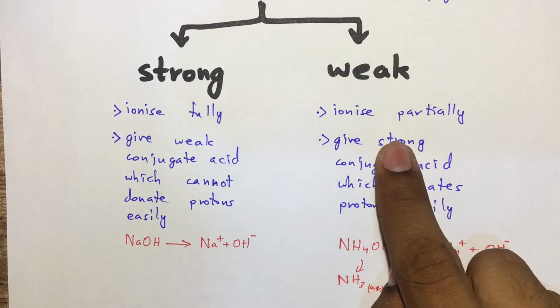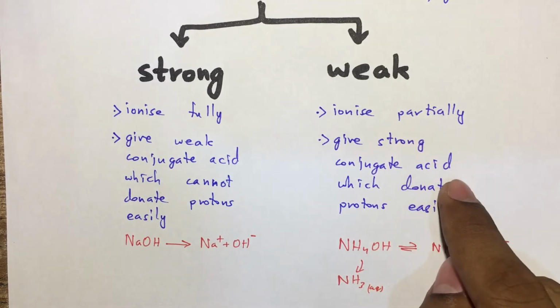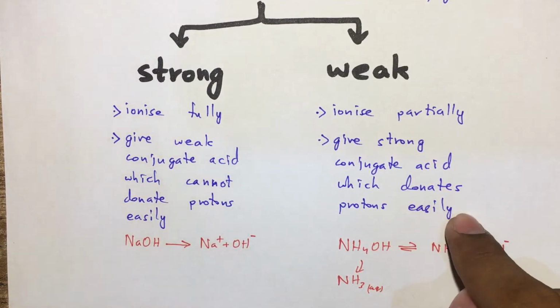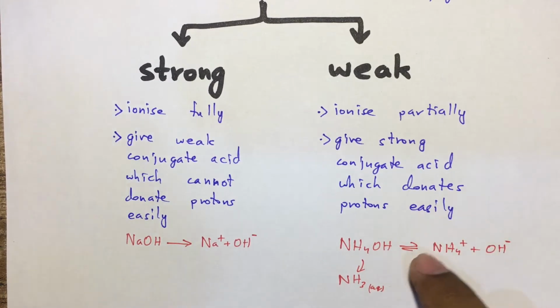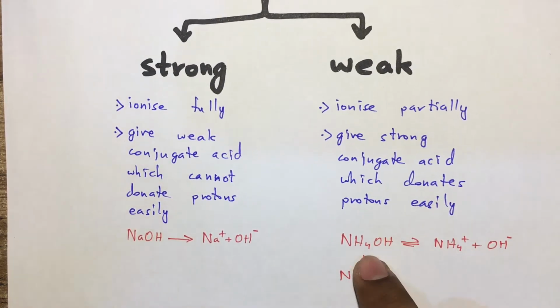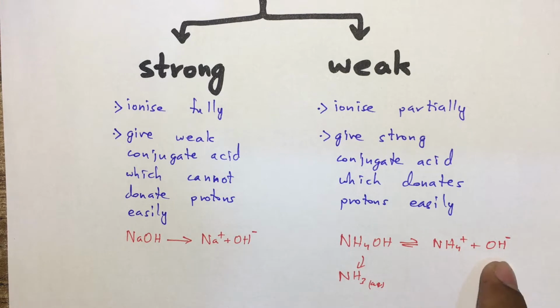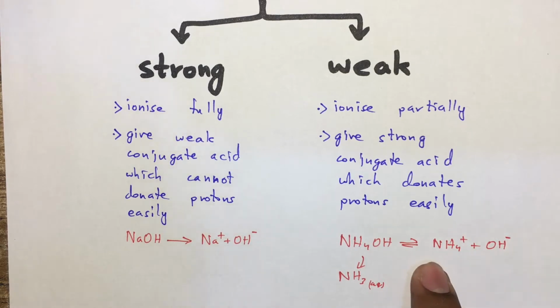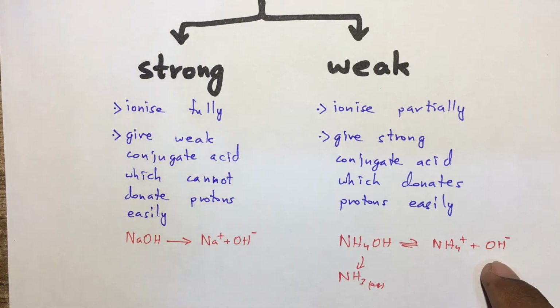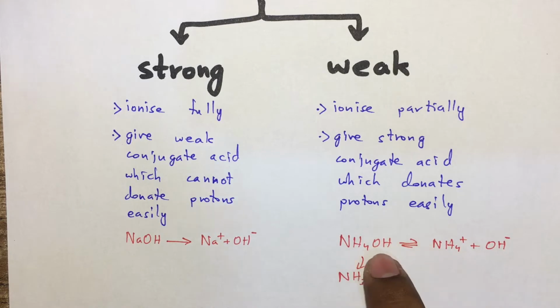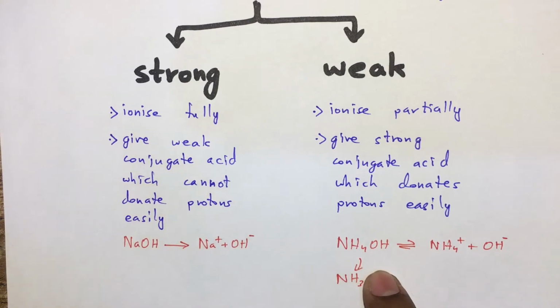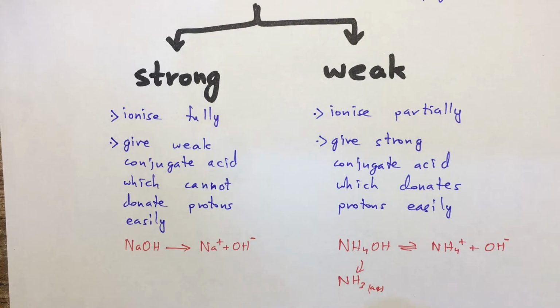A weak base ionizes partially and gives a strong conjugate acid which can donate a proton easily. For example, there is ammonium hydroxide. It dissociates to form the conjugate acid NH4 plus and hydroxide ion. The NH4 plus ion can donate protons easily because it's a strong conjugate acid. It can react with OH negative to form NH4OH again, which is why this is a reversible reaction. NH4OH is usually written as ammonia aqueous.